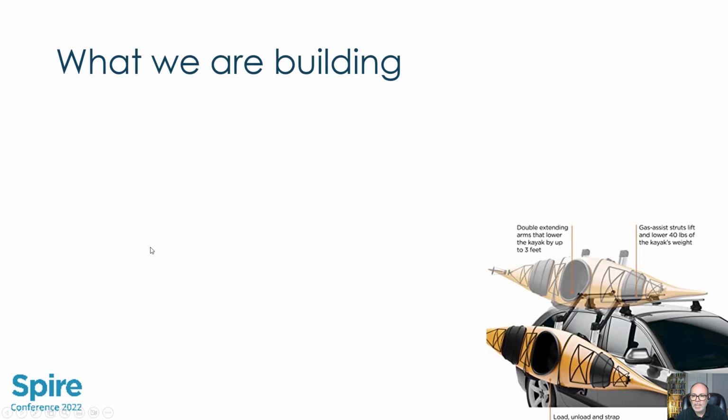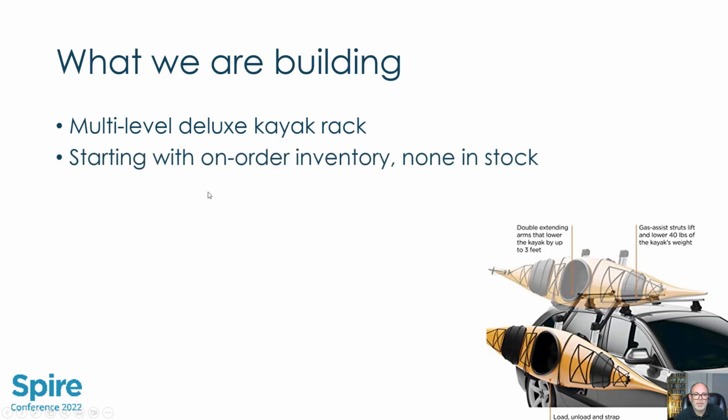So in our example, what are we building? We're going to build a kayak rack, basically a high-end kayak rack that lifts the kayak up. I'm doing that because it's of personal interest to me, mostly because my back is killing me after the summer. It has a multiple level deluxe kayak rack. We're going to start with an item on order and inventory and nothing in stock.